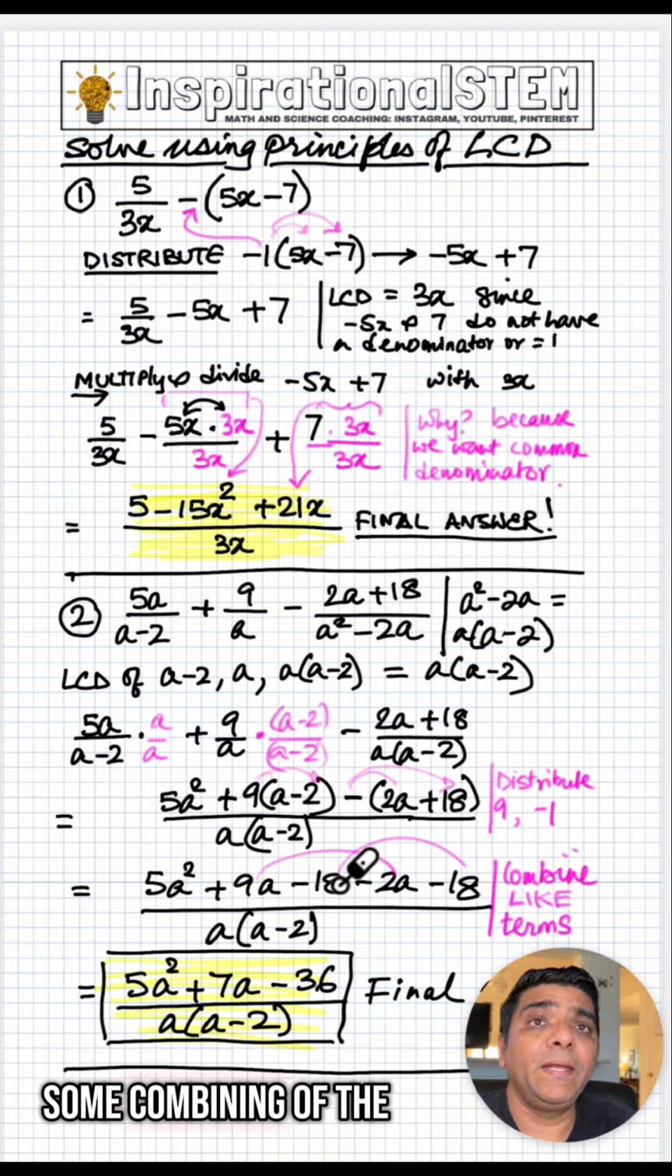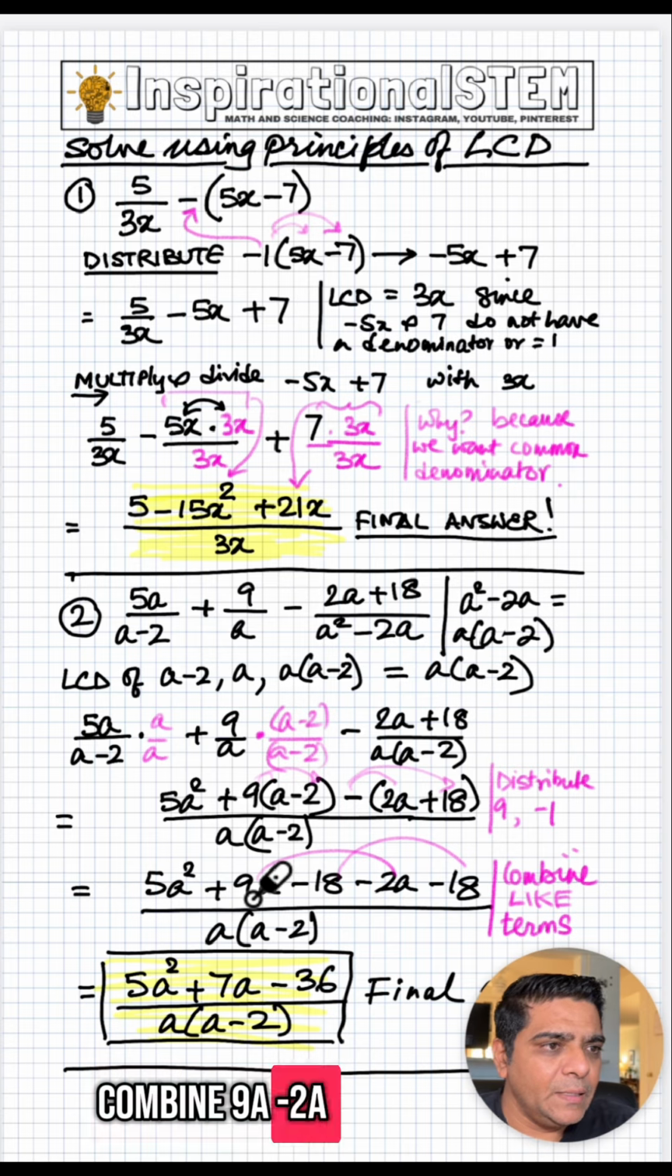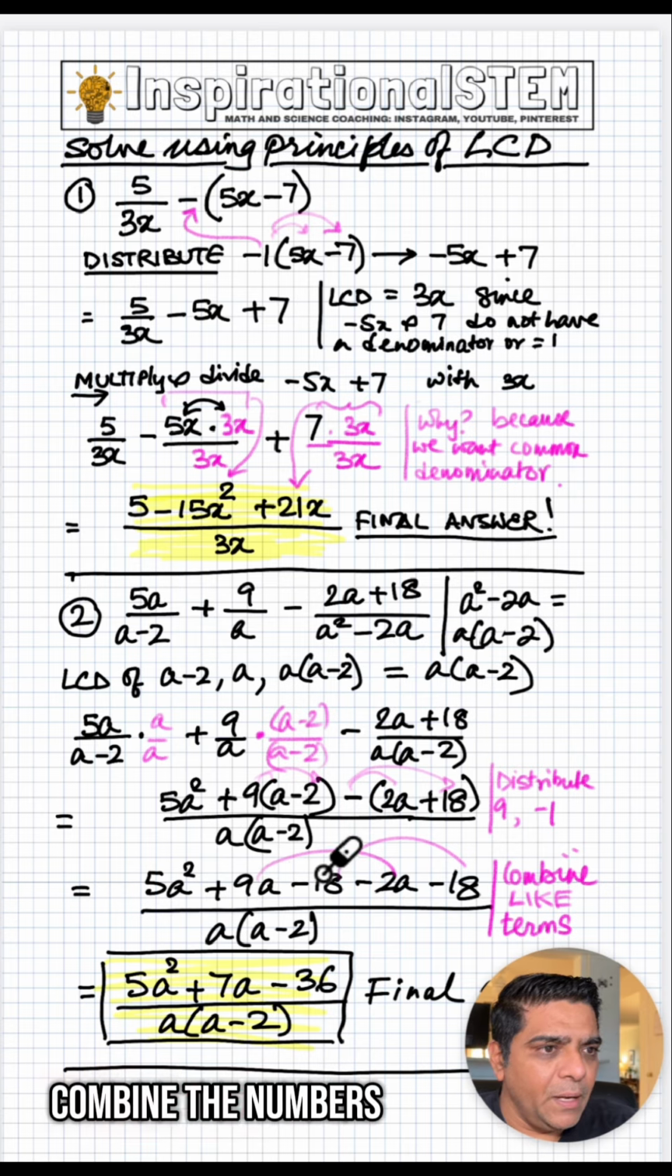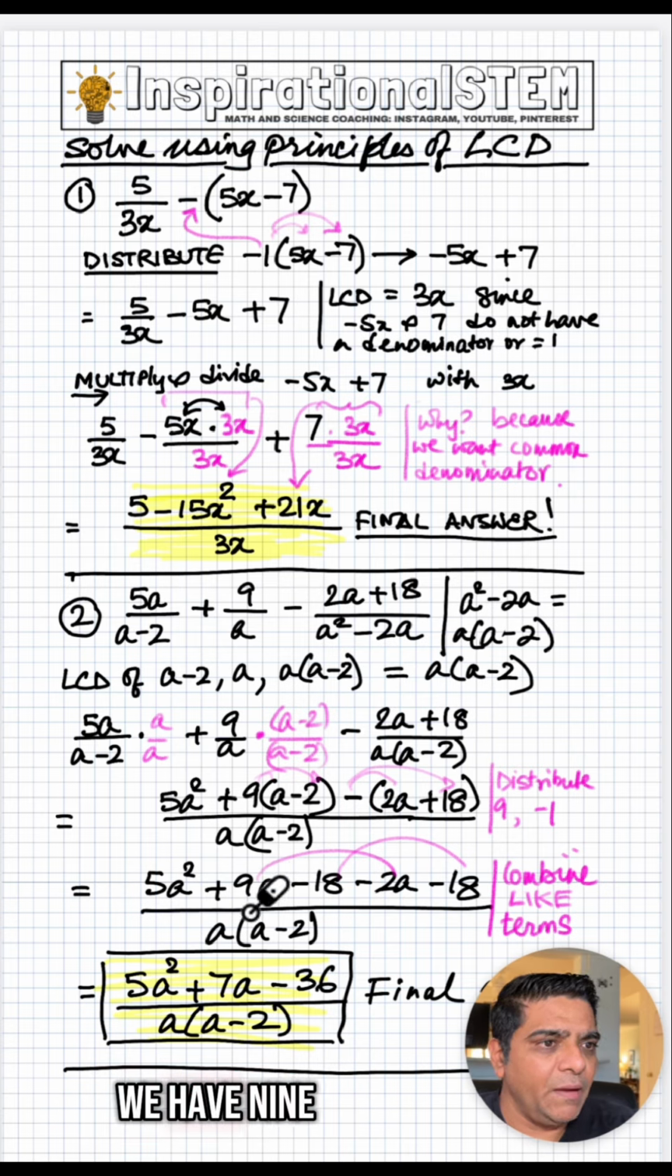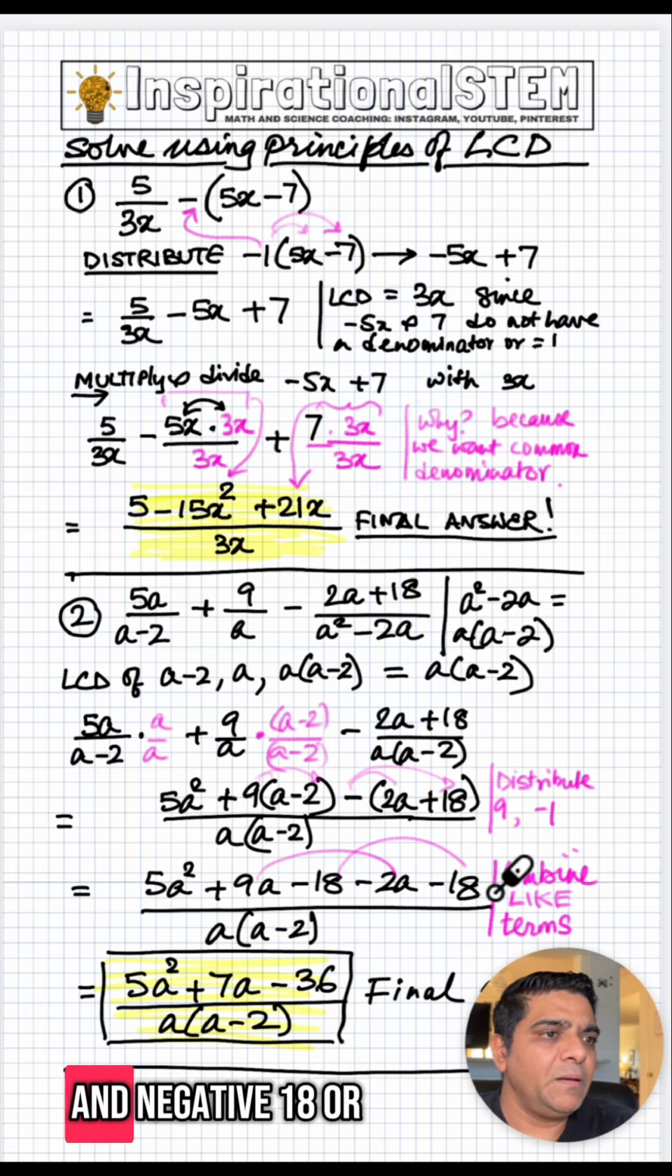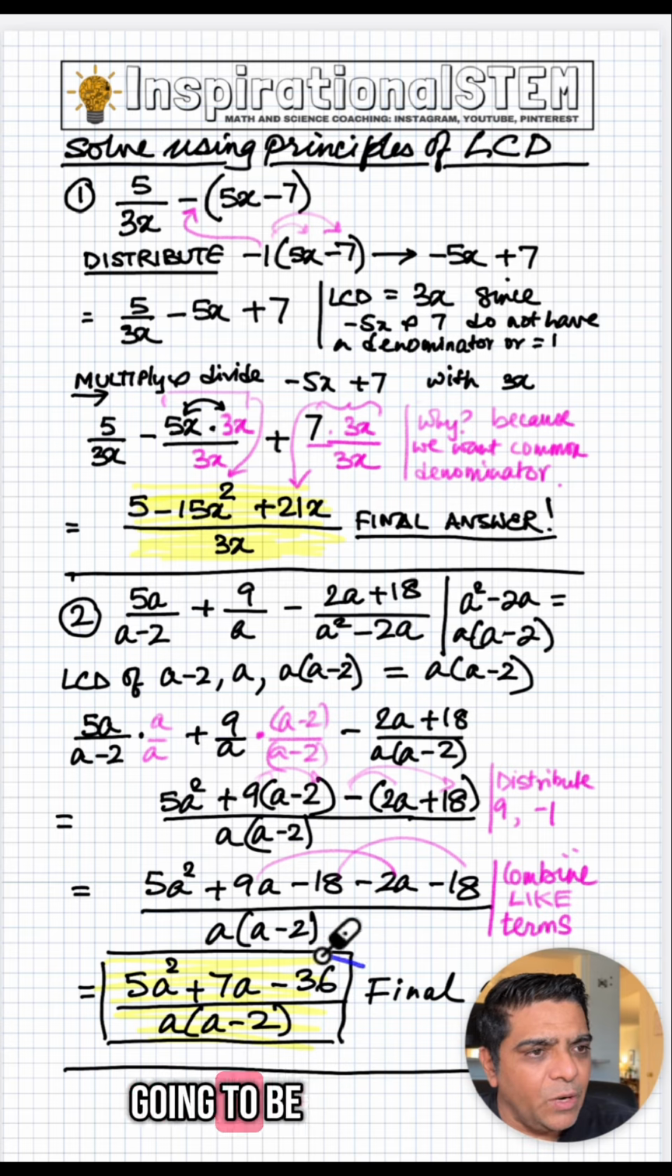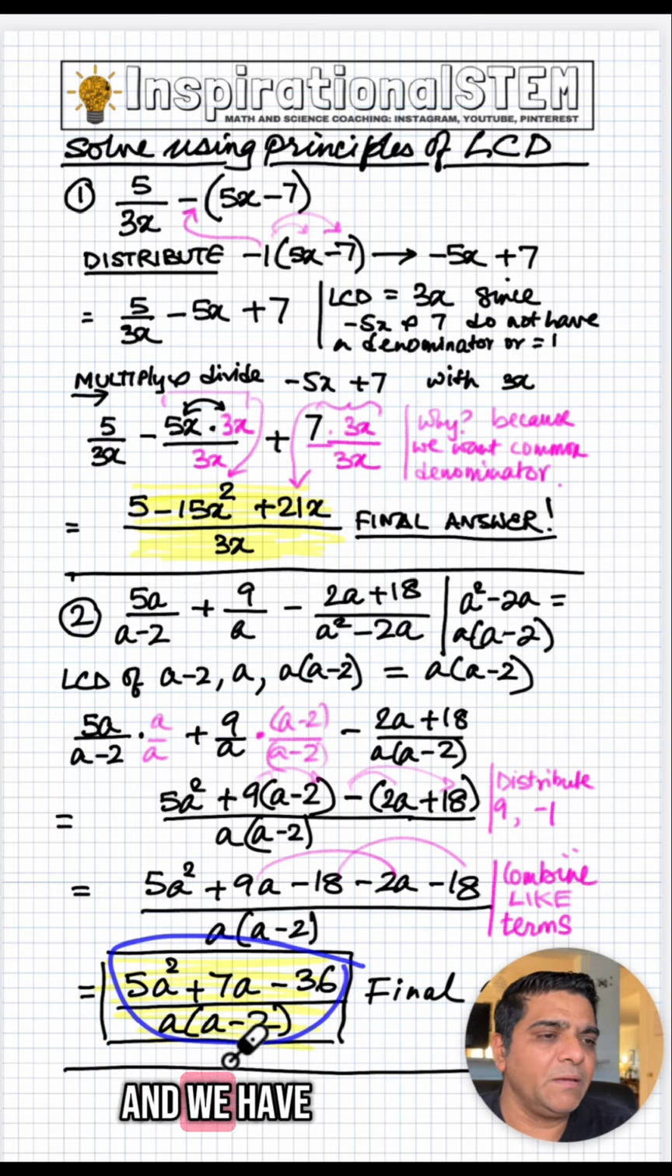Now we can do some combining of the like terms. We can combine the a's and we can combine the numbers. So we have 9a minus 2a, which is 7a, and then the numbers 9, negative 18, and negative 18, which is negative 36. And this is going to be our final answer, because we combined the like terms and we have the LCD, and that's the form that we want the final answer to be.